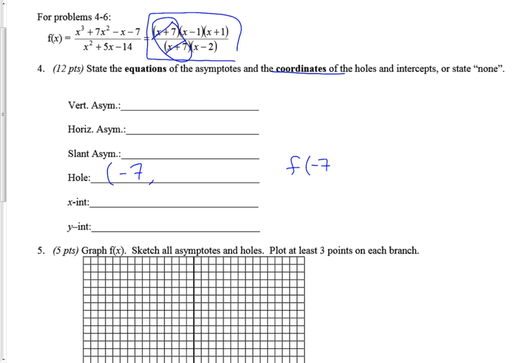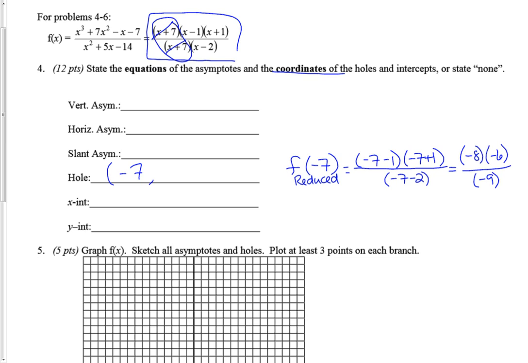I'm plugging in to f of negative 7, the reduced version, not the real one. F of negative 7 in the original is going to be does not exist. So I have negative 7 minus 1 and negative 7 plus 1 on the top. On the bottom, I have negative 7 minus 2. So my first factor is a negative 8. My second factor is a negative 6. And on the bottom, I have a negative 9. So let's see, can I reduce some here first? I can take a 3 out of that and a 3 out of that, and then I'm easier at using my calculator. I would have 16 on the top and negative 3 on the bottom, so negative 16 thirds.